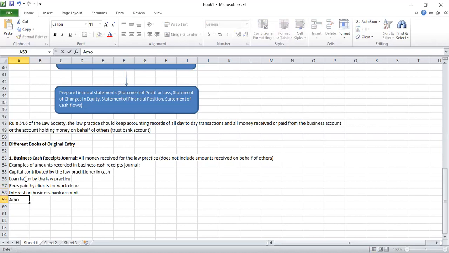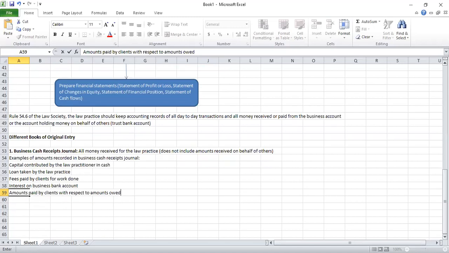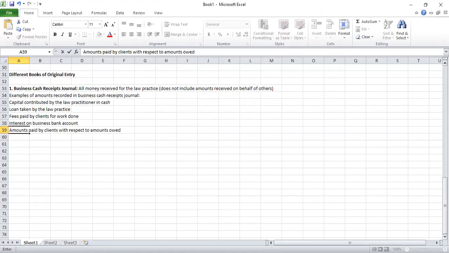Amounts paid by clients with respect to amounts owed. So maybe if they are owing us an amount, then they decide to pay us. That will go in the cash receipts journal. So one thing that you should know is in the business cash receipts journal, we record the money that belongs to the law practice. So you don't record money that is held on behalf of others. It should be money that belongs to you as the law firm. I think you shall see the distinction next week when we do examples.